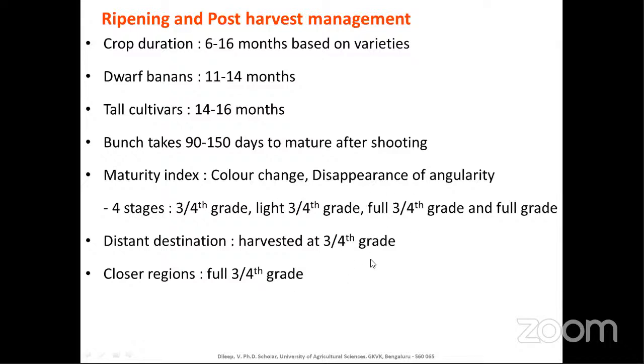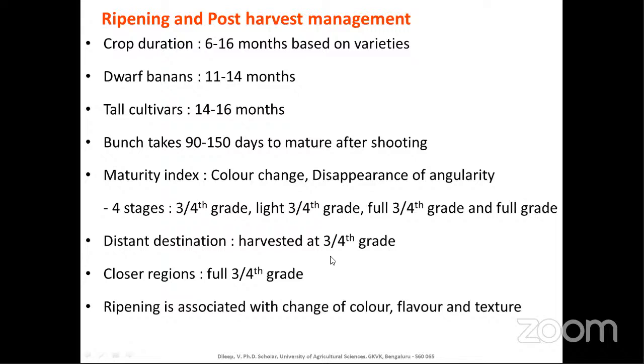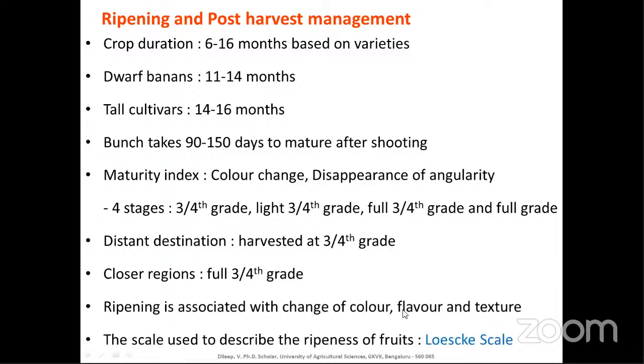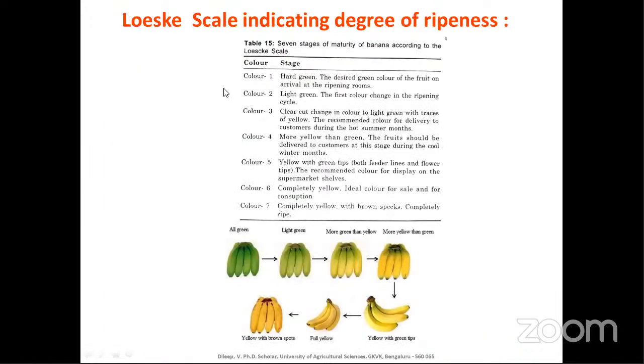Okay, at this stage it is transferred, and ripening is associated with change of color, flavor, and also texture. So these changes will occur during the ripening process. And this is one of the important things peculiar to banana, you have to note it down. The scale used to describe the ripeness of the fruit is the Loesecke scale. I don't know how you may pronounce it. So this is the one that indicates the degree of ripeness.